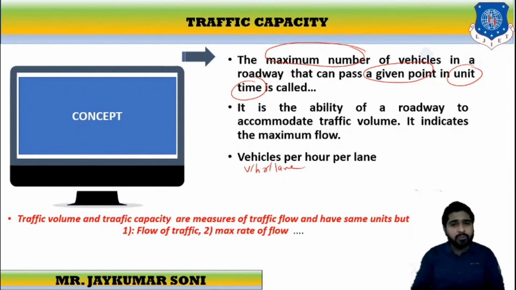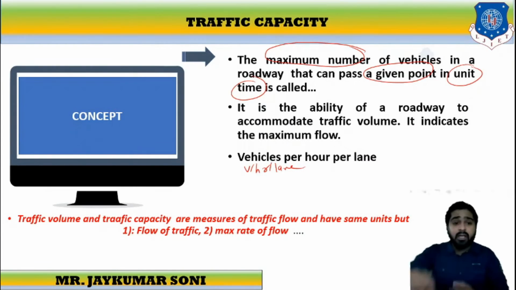Now you may be confused, because you have also learned about traffic volume, in which we talked about the number of vehicles crossing a point of the road in a given time. And now we are discussing traffic capacity. So what is the basic difference between these two concepts, traffic volume and traffic capacity? Are both these things the same or not?